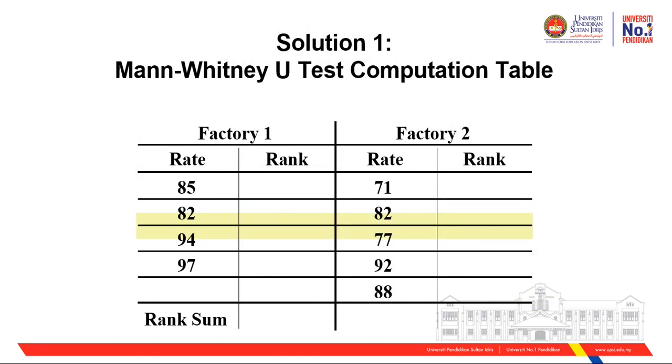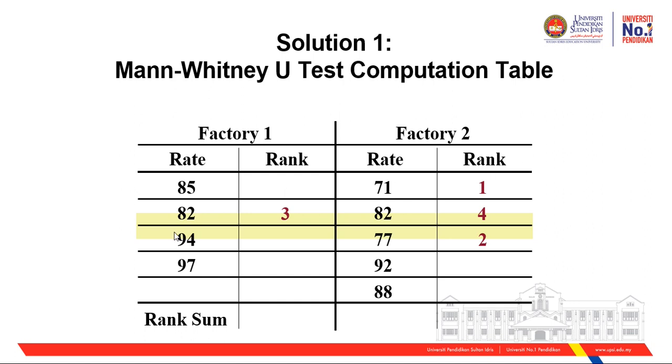Okay, the first step is you need to rank the data. Here is the data for factory 1: 85, 82, 94, 97. So we have N equal to 4. This is the data for factory 2, the rates 71, 82, 77, 92, and 88. So we have N equal to 5 here. Look at the smallest value. Obviously 71 is the smallest value, so you give it rank 1. What is the next lowest? 77, so you give rank 2.